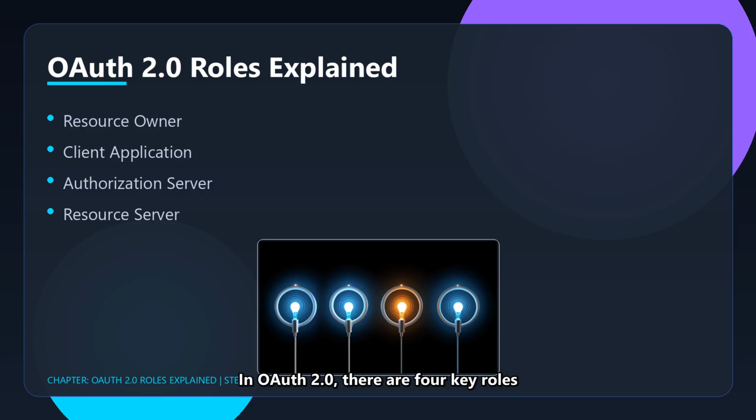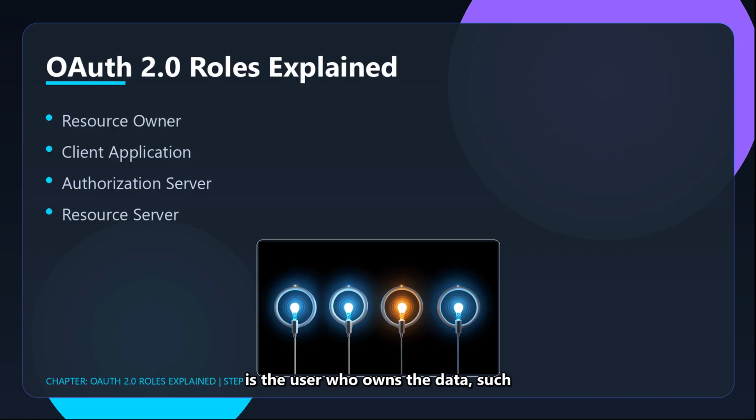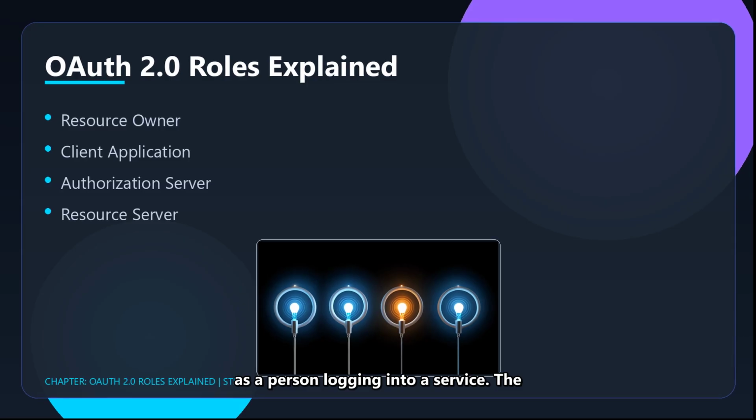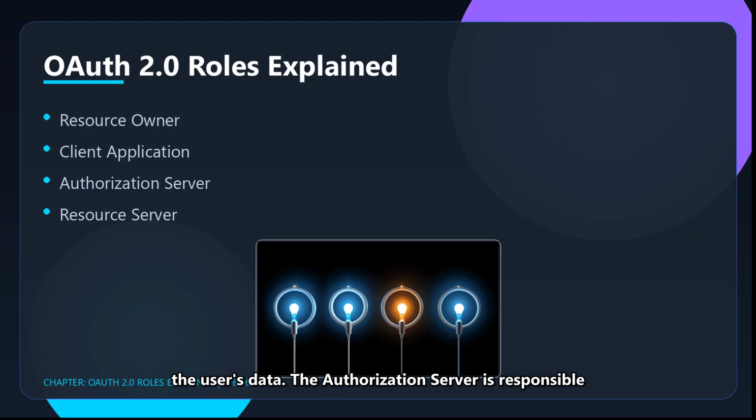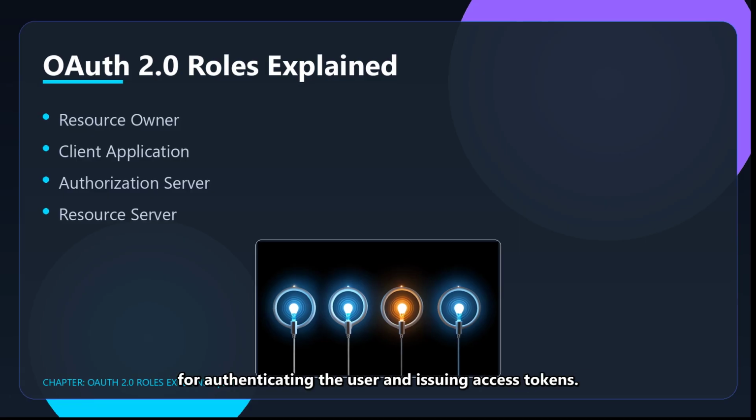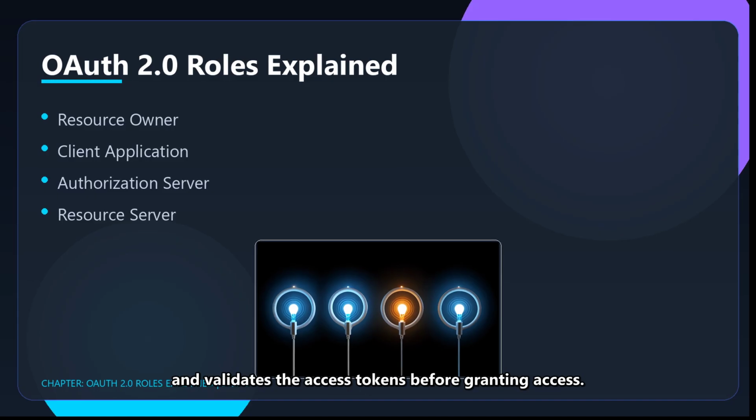In OAuth 2, there are 4 key roles involved in the authorization process. The resource owner is the user who owns the data, such as a person logging into a service. The client application is the software requesting access to the user's data. The authorization server is responsible for authenticating the user and issuing access tokens. Finally, the resource server hosts the protected resources and validates the access tokens before granting access.